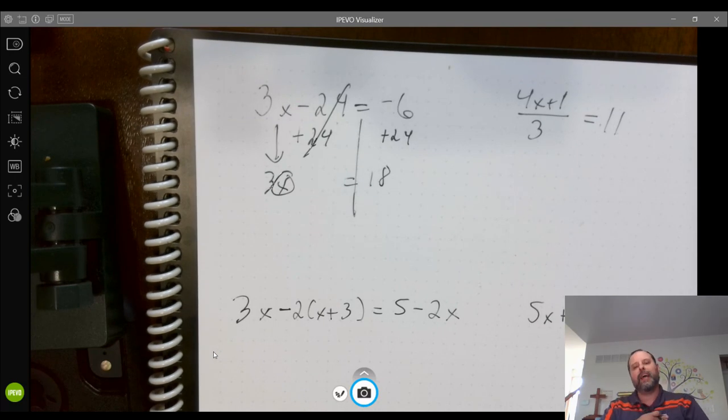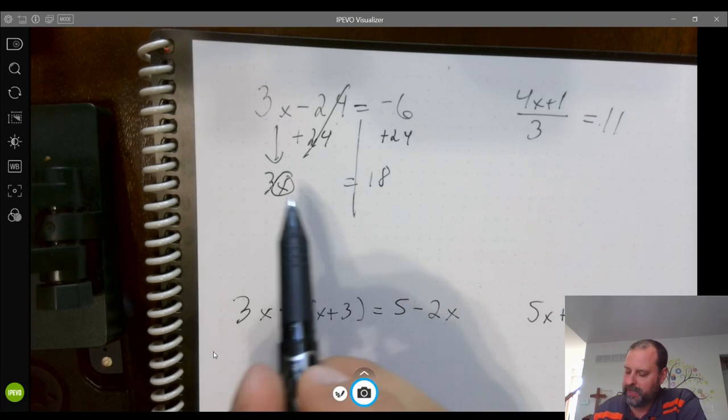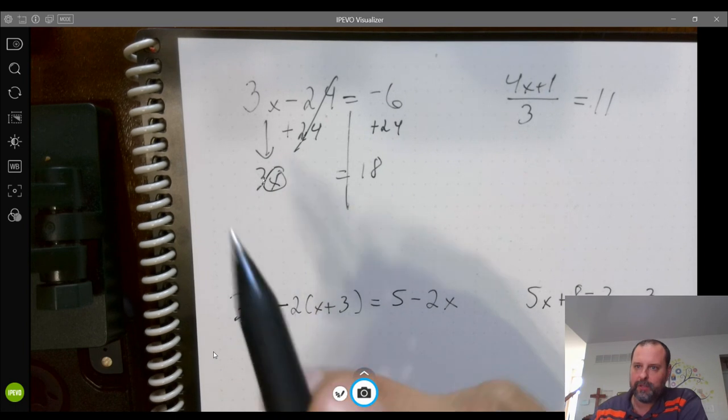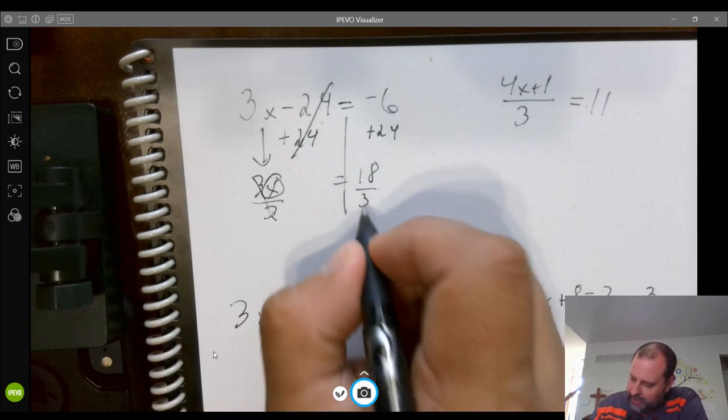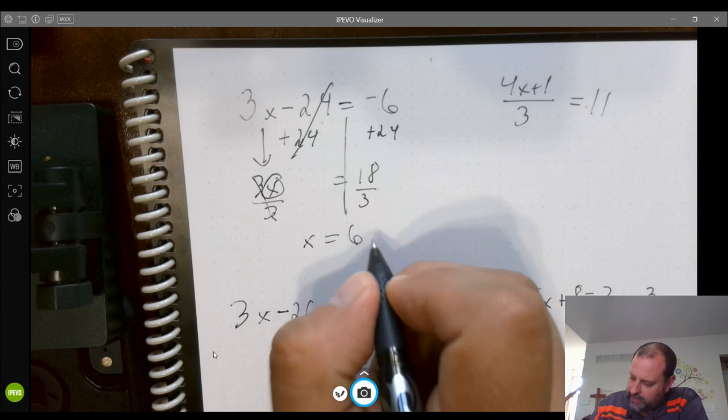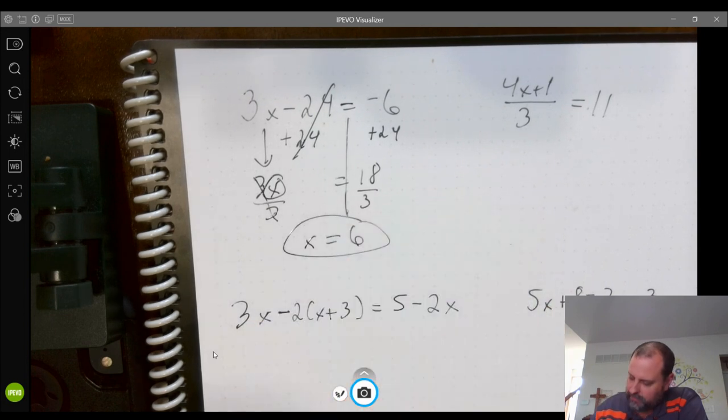I want to get that x all by itself. Well, how are the 3 and the x attached? Multiplication. Opposite of multiply is divide. So I get x is equal to 6. Want to double check? Plug it back in. Okay, 6 times 3 is 18. 18 minus 24 is -6.